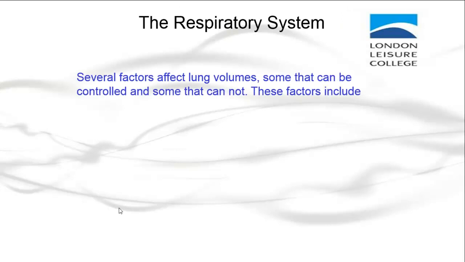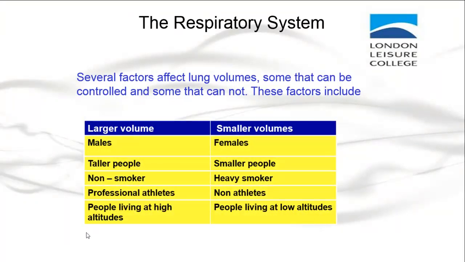So several factors actually affect our lung volumes, some that can be controlled and some that can't. And these factors include, so larger volume tends to be males, taller people, non-smokers, professional athletes, and people living at high altitudes. And smaller volume tend to be female, smaller people, heavy smokers, non-athletes, and people that live at low altitudes.